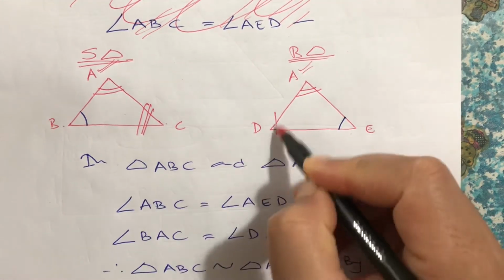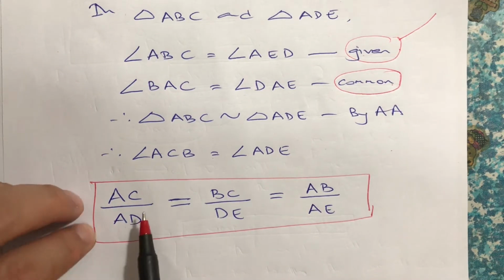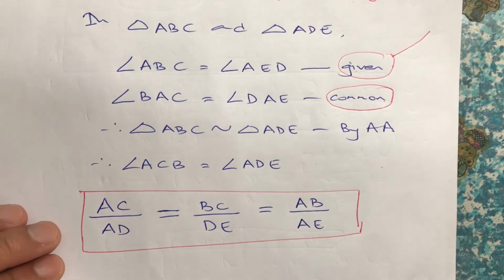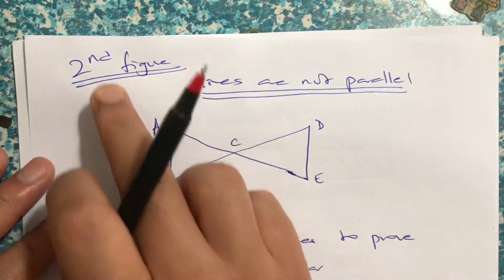by angle, and automatically the third pair will also be equal. So that is angle ACB and angle ADE are equal. So then once I have that, I have the corresponding sides in proportion. Okay, so now in a similar manner, let's talk about the second figure.